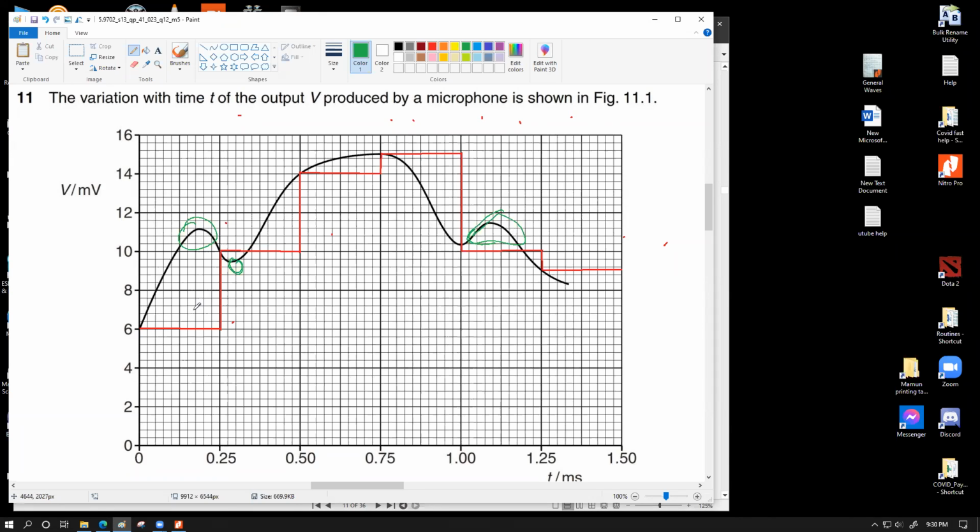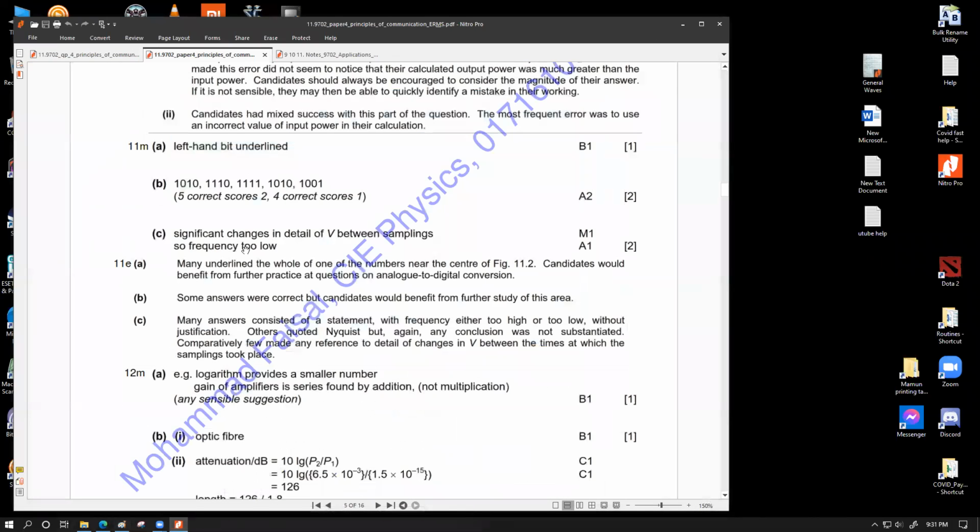So this sampling frequency is not adequate, or it's not high enough. That's the mark scheme wording: significant changes in detail of V between samplings. So frequency too low. Examiners report: many answers consisted of a statement with frequency either too high or too low without justification. Others quoted Nyquist, but again, any conclusion was not sustained.